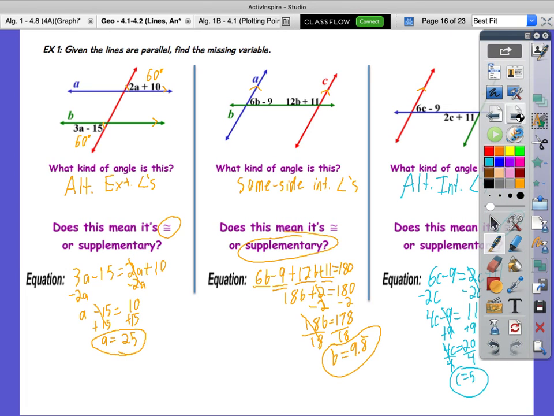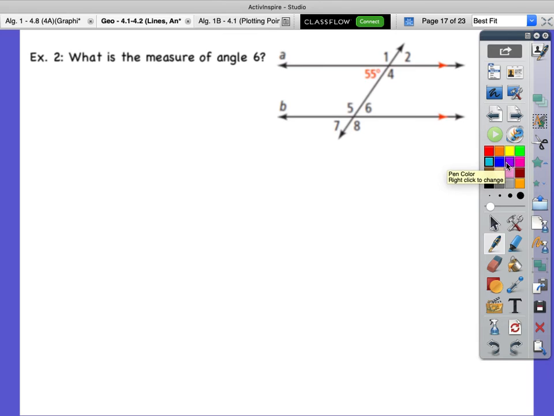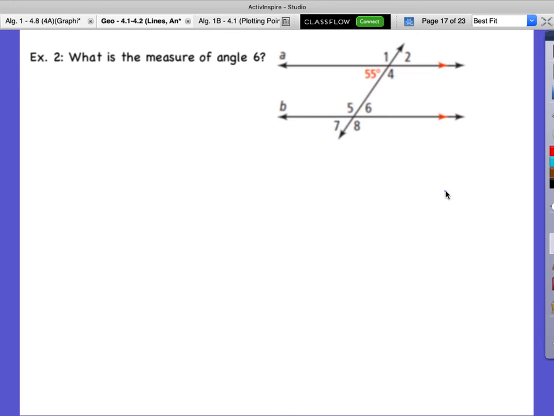Okay. So on this next part, example 2, it says, hey, what is the measure of angle 6? I don't want you guys to blurt. But I want you guys to think what the measure of angle 6 would be. Okay? You go ahead and write it down if you find it. Go on to the next page, past the page with the table. It says example 2 at the very top.